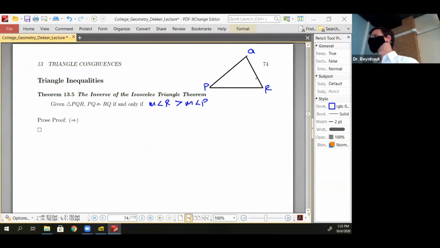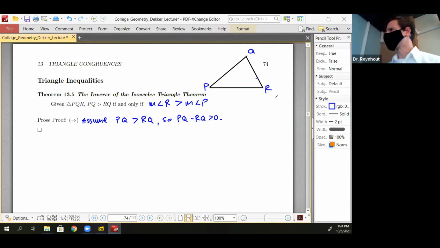So we're going to assume that PQ is larger than RQ and show that this inequality holds for the angle measures. This is a prose proof, so it's not the two column, so things aren't numbered here. So assume that PQ is in fact larger than RQ as in the image above. And if that's the case, then we can subtract RQ from both sides. So PQ minus RQ is greater than 0. But we'll get to use that a little bit later.